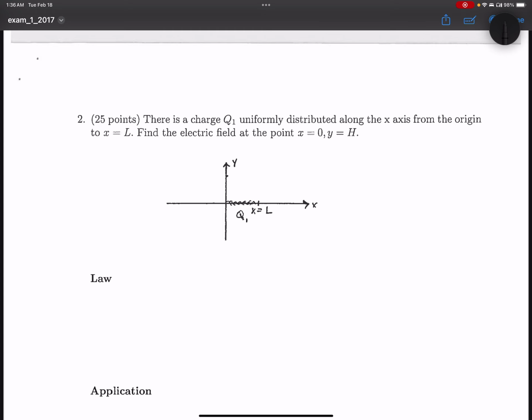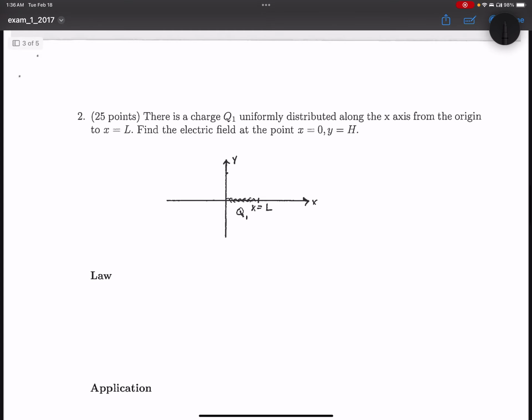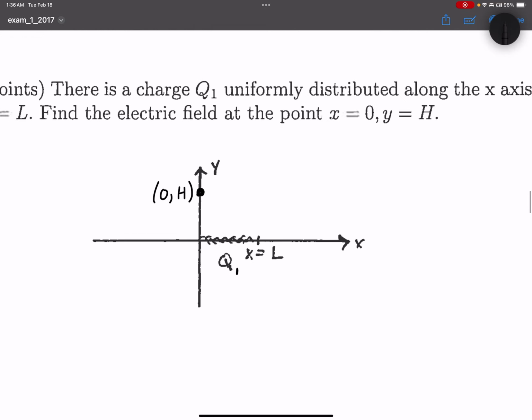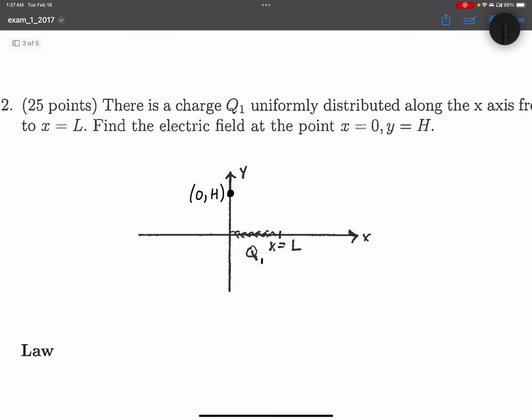Find the electric field at the point x equals 0, y equals h. Okay, so here is x equals 0, y equals h. Cool. The first thing I would do on this is immediately draw a vector from the line charge.